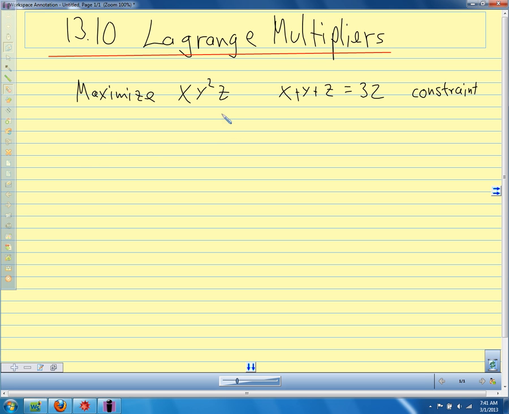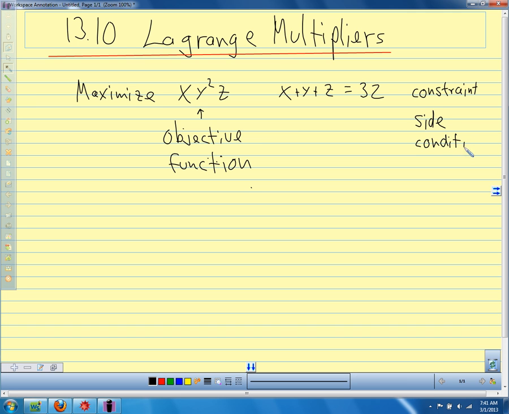So when we're working with these kinds of problems, whatever function we're trying to maximize, we call this the objective function. This is our objective function, and we call this the constraint, or you'll also see it called the side condition. So we're trying to maximize our objective function subject to the constraint or the side condition. In this case, our objective function is x y squared z, and x plus y plus z equals 32 is our constraint.